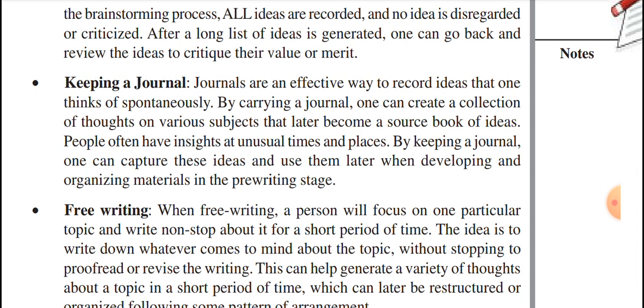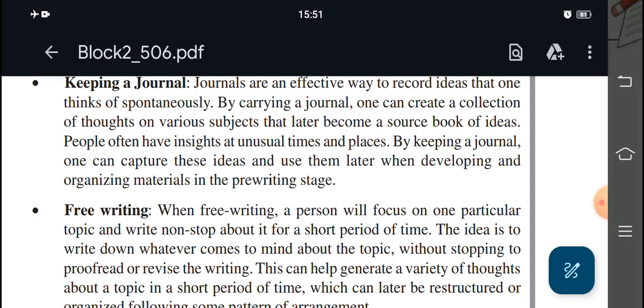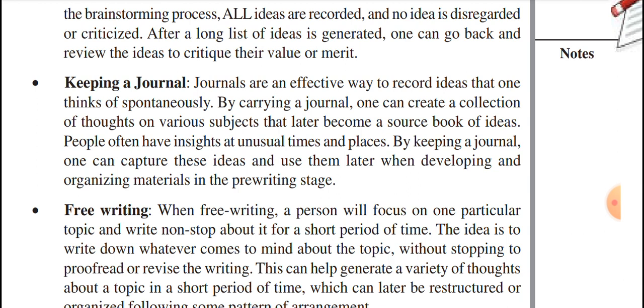Journals are an effective way to record ideas that one thinks of spontaneously. By carrying a journal, one can create a collection of thoughts on various subjects that later become a source book of ideas. People often have insights at unusual times and places. By keeping a journal, one can capture these ideas and use them later when developing and organizing materials in the pre writing stage.